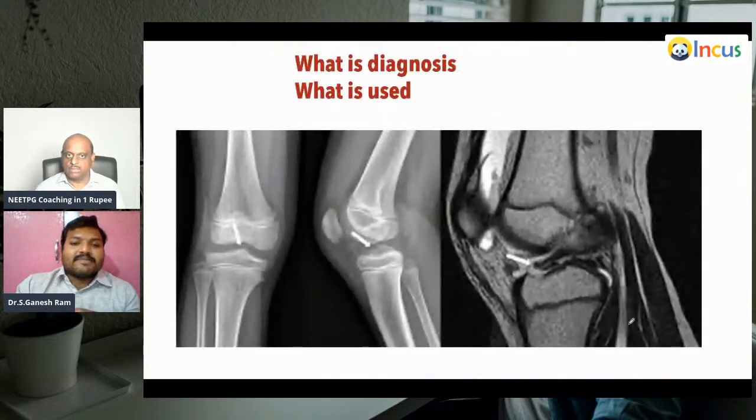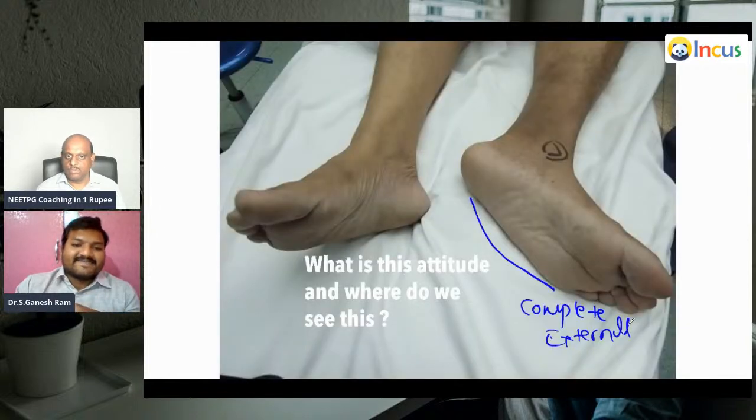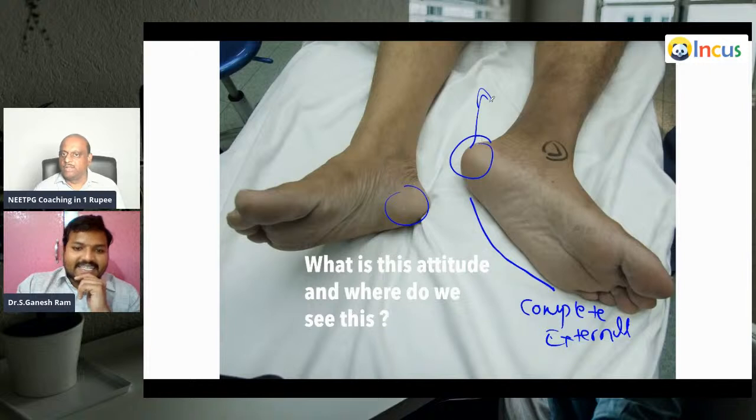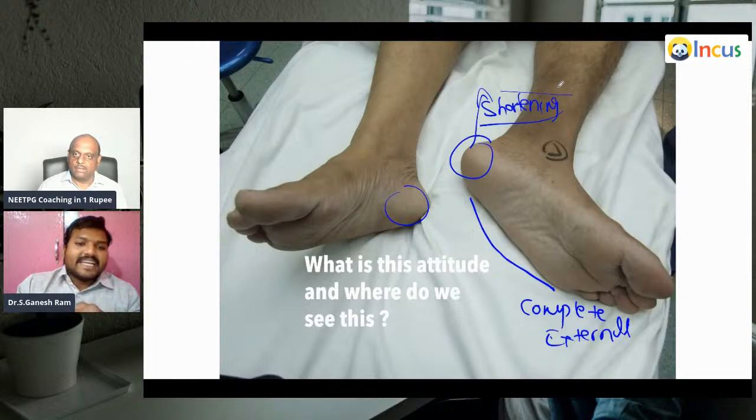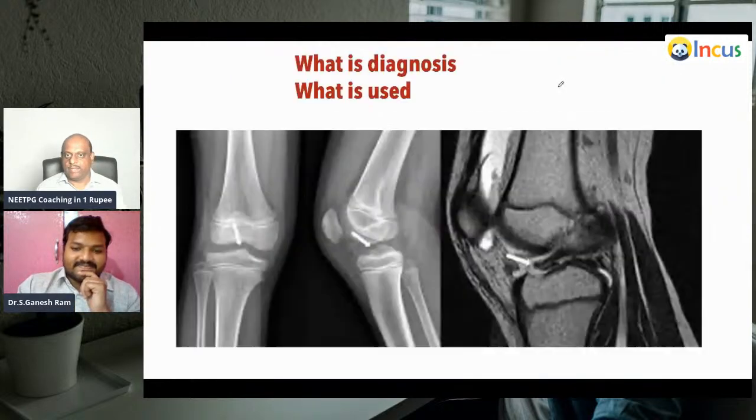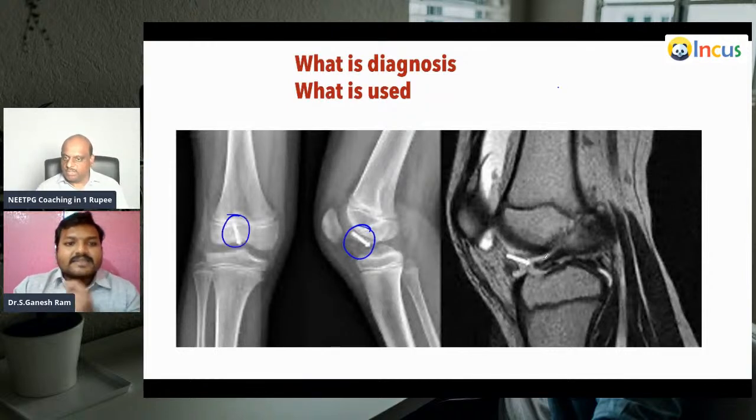The limb is also short. We can see it by the heel position. This heel is at a higher level compared to this heel. So this is how we identify the shortening, right, doctor? Yes, sir. That is how shortening is identified. Great. What is the diagnosis and where do we use these things?